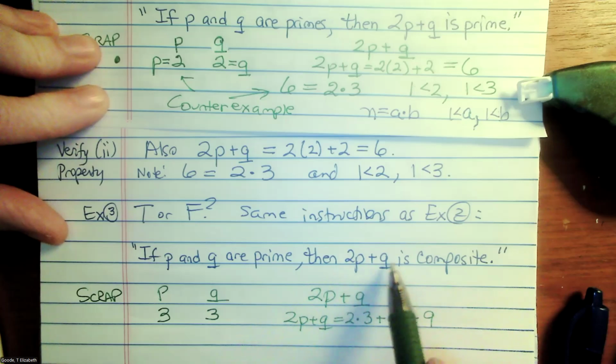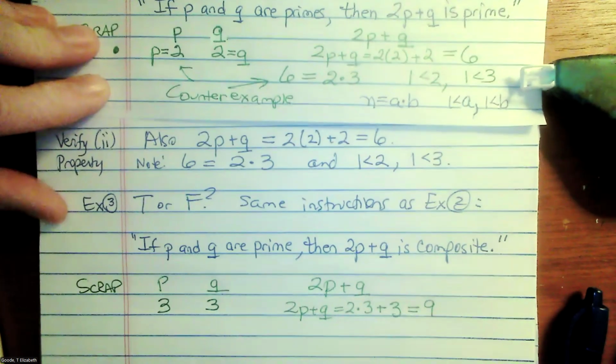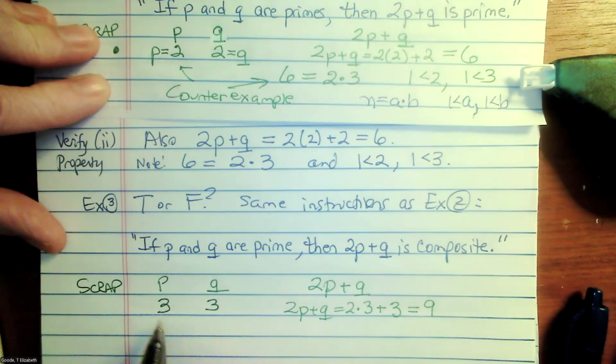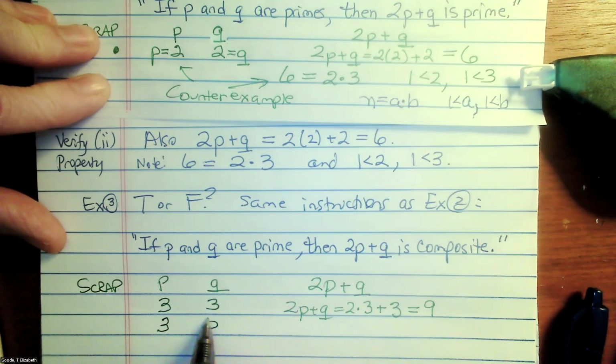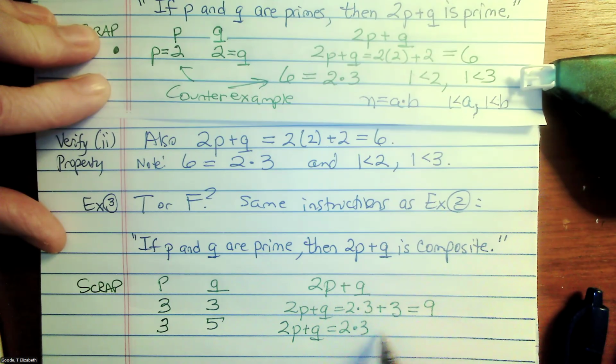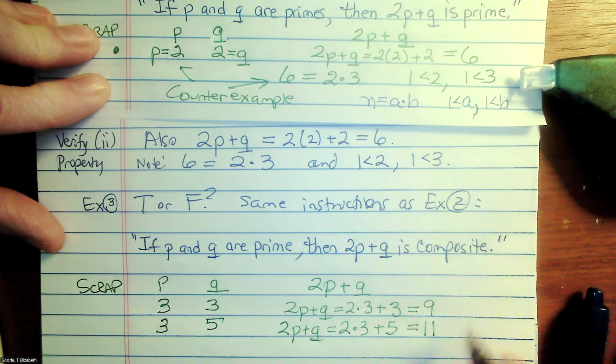Now that we say it, that is an true example. Let's look at an example where they're different. What do you want to try? Let's do 3 and 5. All right, let's try 3 and 5. So 2P plus Q is now 2 times 3 plus 5. What is that? 6 plus 5, which is 11, which is a prime number.